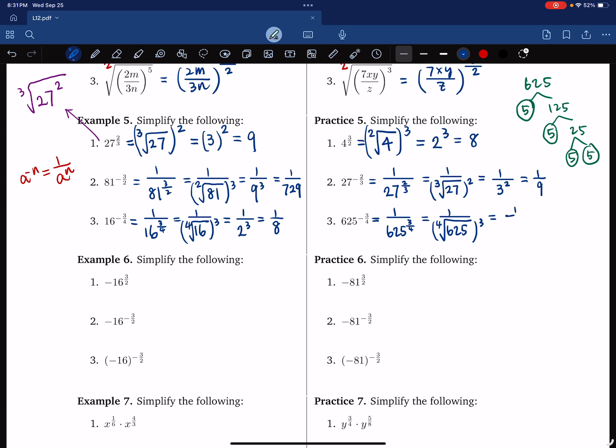As a result, 625 is equivalent to 5 to the 4th power. So I have the fourth root of 5 to the 4th power, and then you raise to the 3rd power. And this is equivalent to the 4th root of 5 to the 4th. So basically you do 4 divided by 4, that's simply 5. And then we raise to the 3rd power. And that's equivalent to 1 over 125.